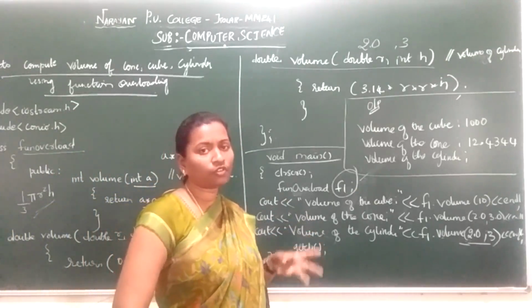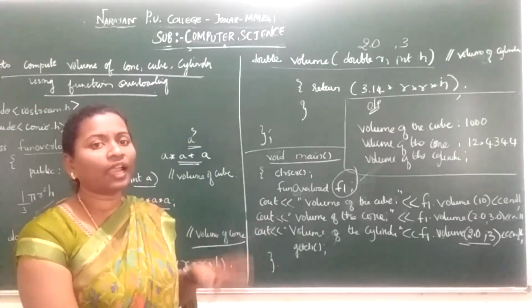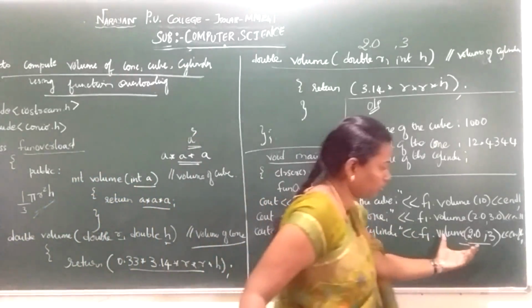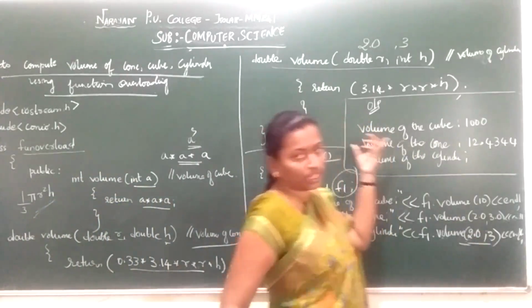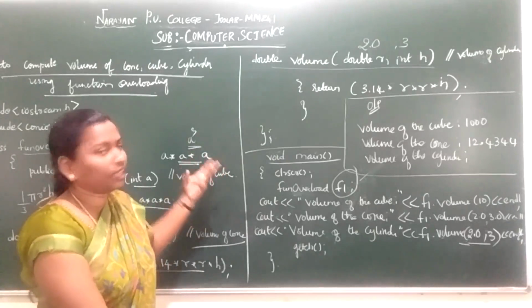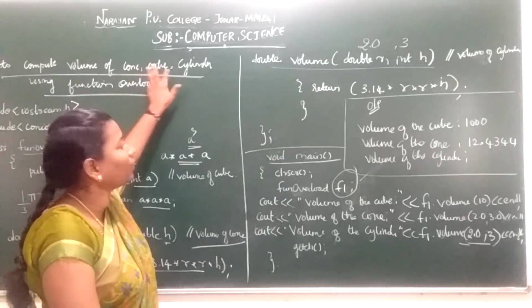If I pass 3 arguments, that will be to calculate the volume of a cuboid. What is the formula to calculate the volume of a cuboid? Length into breadth into height, L into B into H. For that, I would pass 3 values. If you pass 3 values, you need to define the volume of a cuboid. But here I have not taken it. I have taken an example of only cone, cube and cylinder.